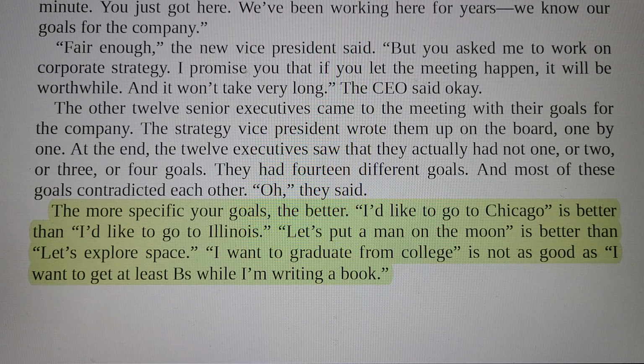The other 12 senior executives came to the meeting with their goals for the company. The strategy vice president wrote them up on the board one by one. At the end, the 12 executives saw that they actually had not one or two or three or four goals. They had 14 different goals, and most of these goals contradicted each other.